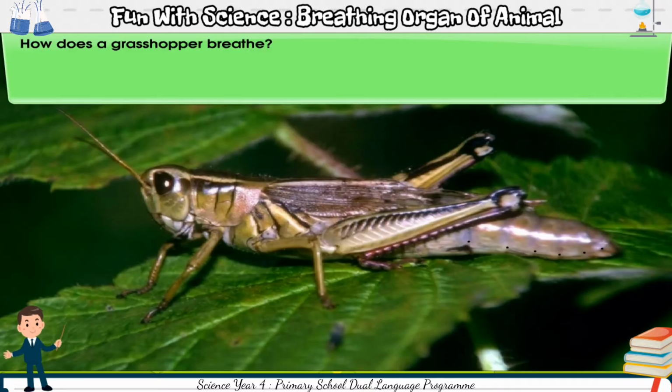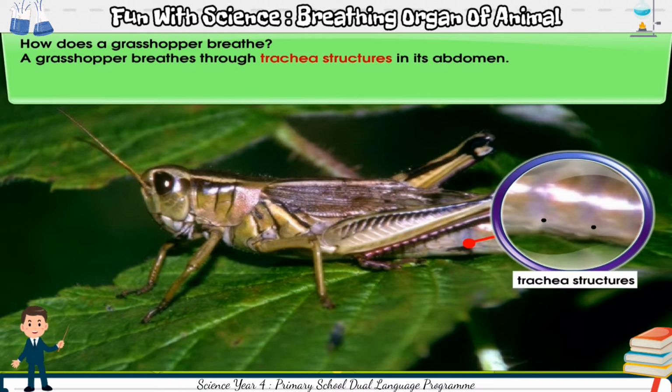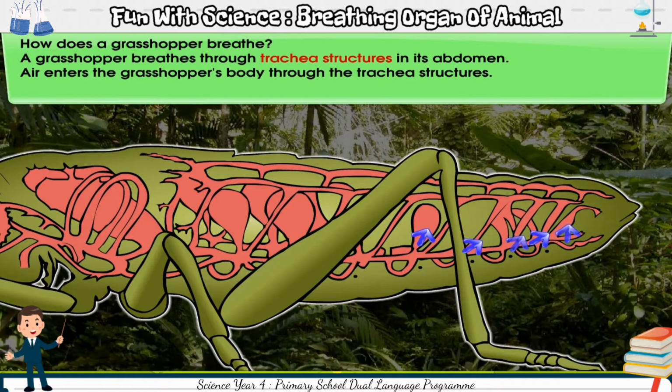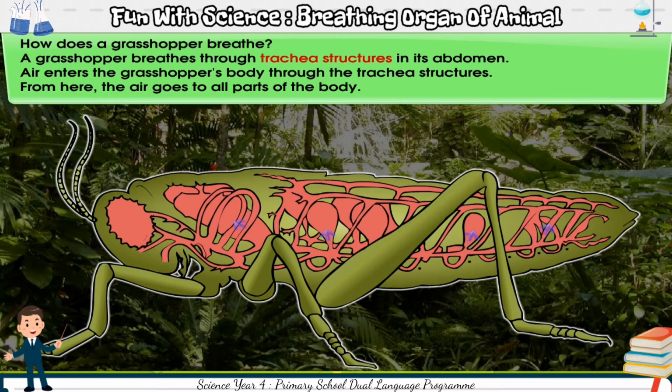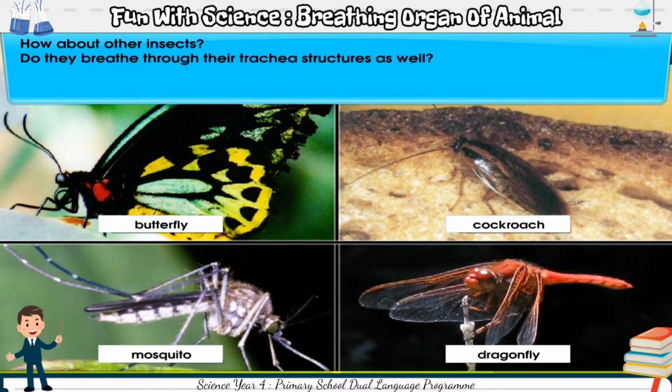How does a grasshopper breathe? A grasshopper breathes through trachea structures in its abdomen. Air enters the grasshopper's body through the trachea structures. From here, the air goes to all parts of the body. How about other insects? Do they breathe through their trachea structures as well? Think about it.